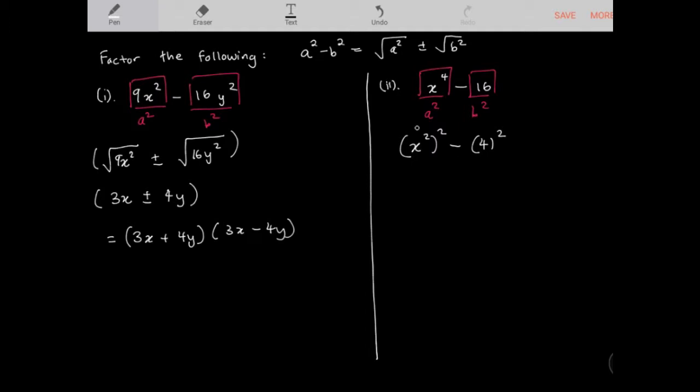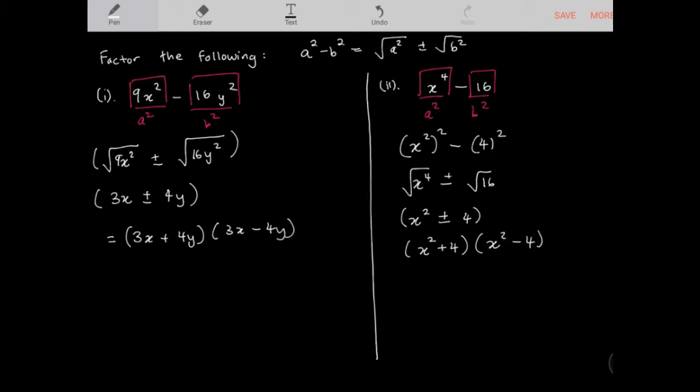So in this sense, you can also use just the template. You can just do square root of x to the power of 4 plus minus square root of 16. And in this case, you'll get x squared plus minus 4. Now, when you have these two conjugate factors, x squared plus minus 4, one of your conjugates is x squared plus 4, and the other conjugate is x squared minus 4.